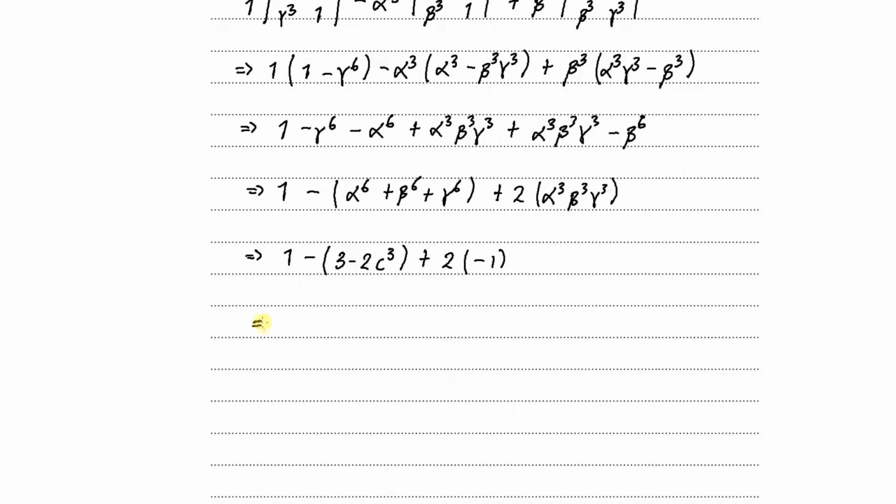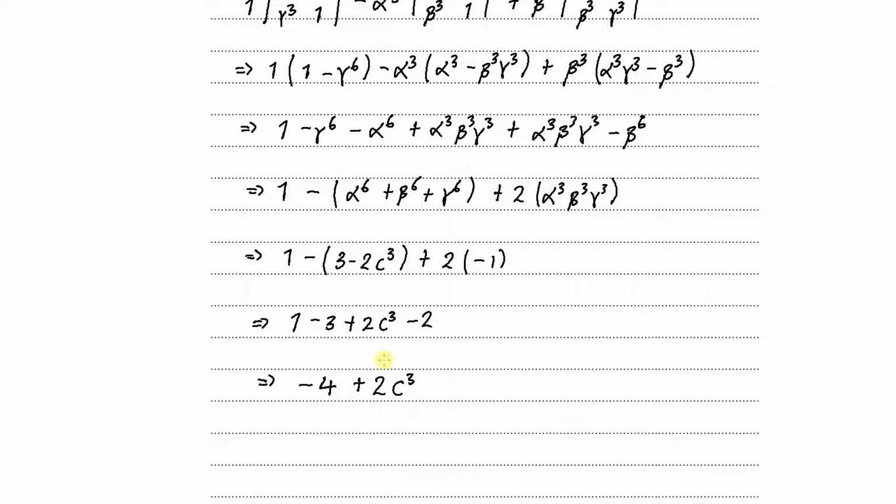So we simplify. This is going to give us 1 minus 3 minus 2c, so that's plus 2c cubed minus 2. And for the final answer, we have 1 minus 3, that's minus 2, and minus 2 minus 2, that's minus 4. So we have minus 4 plus 2c cubed.